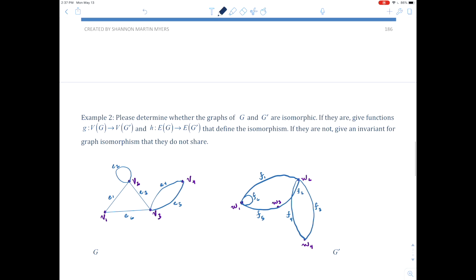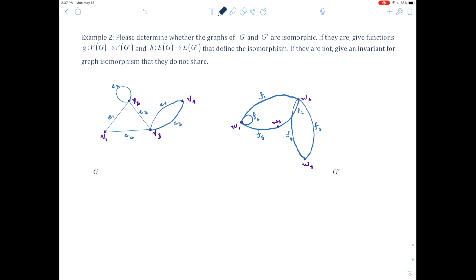So now let's get to another example. So example 2, we want to determine whether the graphs G and G prime are isomorphic. If they are, give functions g and h that define the isomorphism. If they're not, give an invariant for graph isomorphism that they do not share. So let's check this one out. So what I'm going to look at first is this. Do they have the same number of vertices, and do they have the same number of edges? So in graph G, there are what? 4 vertices, right?